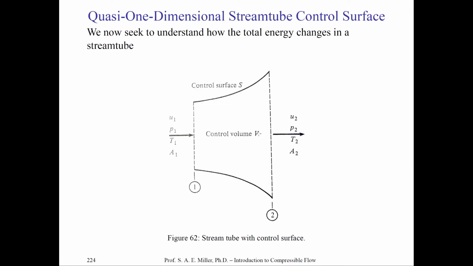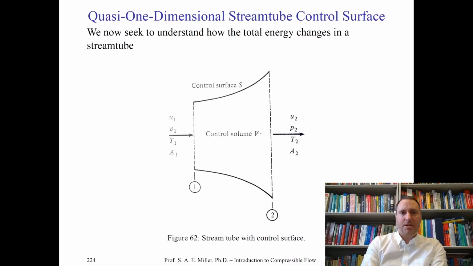Let's look at a particular diagram to try and analyze these types of flows, that is, quasi-one-dimensional stream tubes for isentropic flow. We really need to understand how the total energy changes in a particular stream tube. And we'll talk about total conditions in following classes and stagnation conditions and what they mean. In this case, we might go from state 1 to 2, and state 1 to 2 might be separated by a differential distance, dx, or it could be separated by a very long distance, tens, if not hundreds of meters.